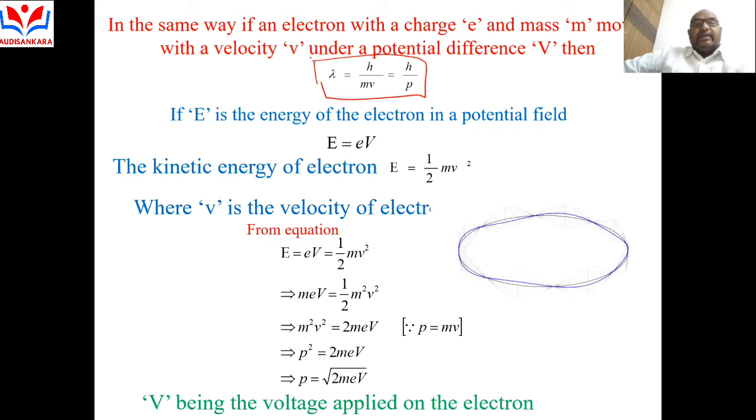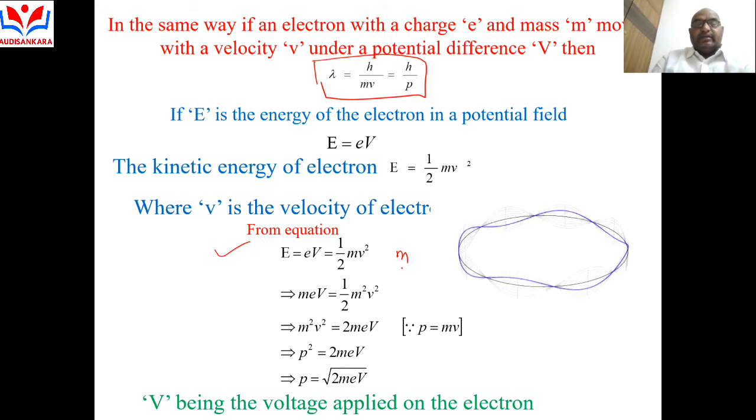E is the kinetic energy of the electron in a potential field. E is equal to small e times capital V volts. The kinetic energy of the electron is half m v square, where v is the velocity. From these two equations, eV is equal to half m v square. Multiplying both sides by m, we get m eV is equal to half m square v square.